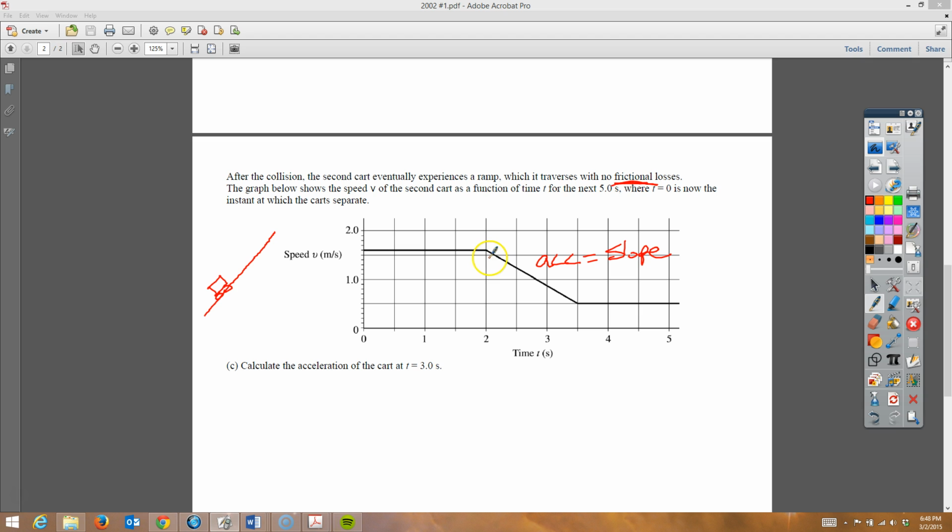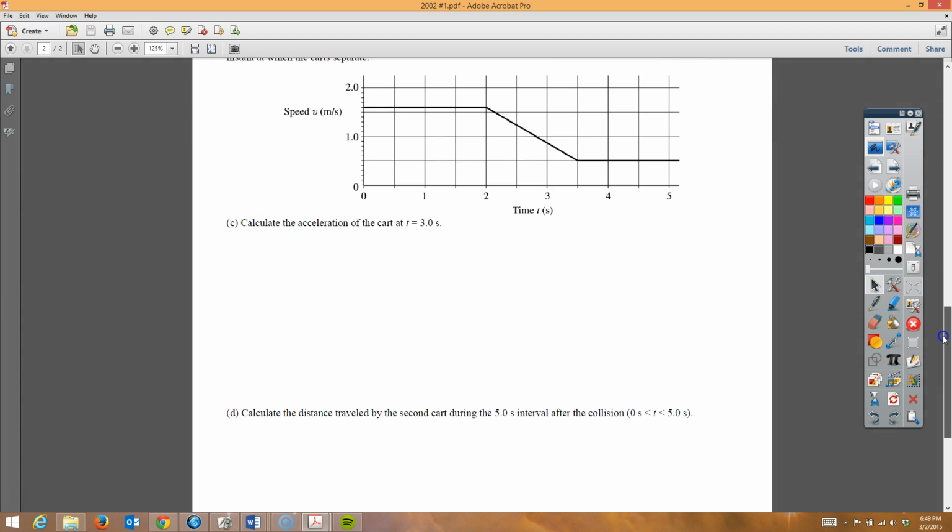I think the easiest thing to do is just to say the acceleration is equal to our final, so this is about 0.5 minus 1.6 on the y-axis, and we're going to divide that by 3.5 seconds, that's our final time, minus 2 seconds. When you're done you should get an acceleration of negative 0.73 meters per second squared. So just trying to find acceleration is all we're doing for that part of the problem.